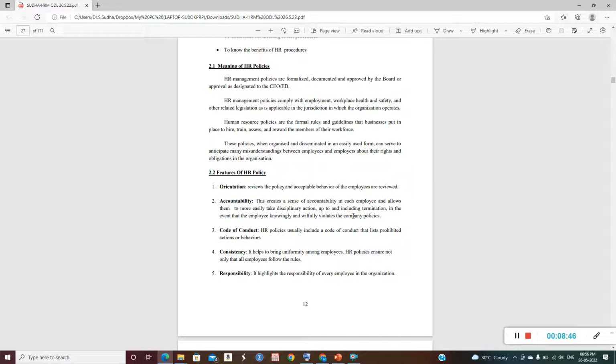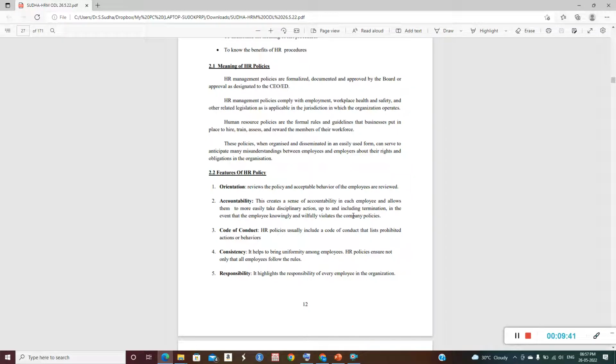We can very much map these HR policies to discipline and to the culture, which you will be hearing about in the coming classes. Then the code of conduct. HR policies usually include a code of conduct that lists prohibited actions or behaviors, and how an employee is expected to behave in the organization. You have something called organizational behavior that is expected from every employee. You're supposed to wear formals, you're not supposed to shout at your superiors. You need to have a subtle behavior and talk in a very good manner. All these are some of the examples of what is expected.